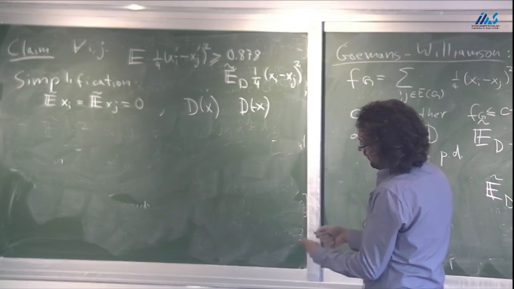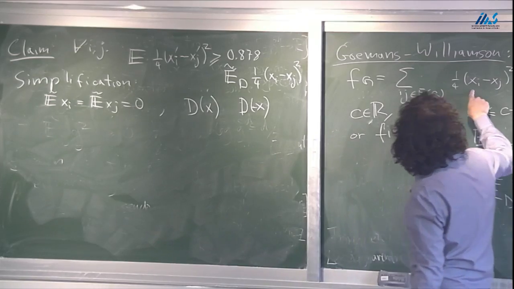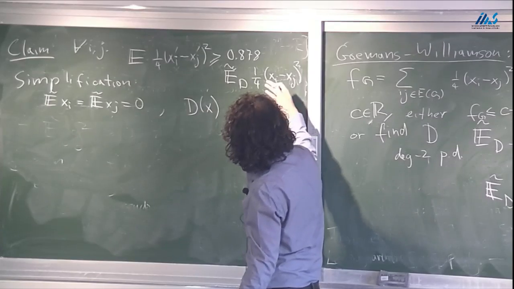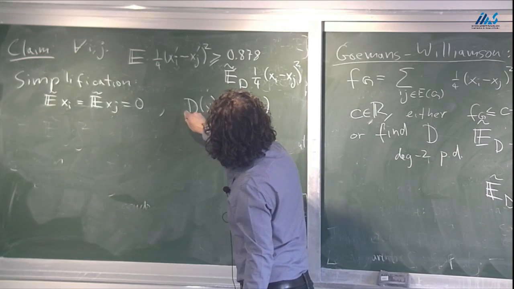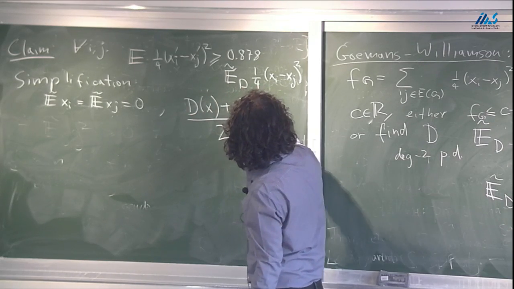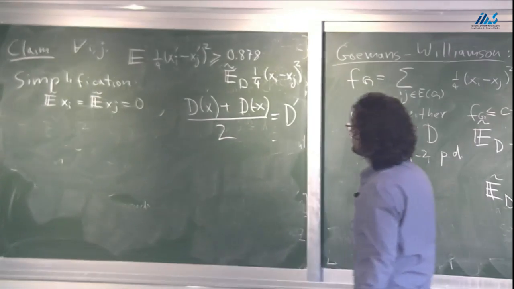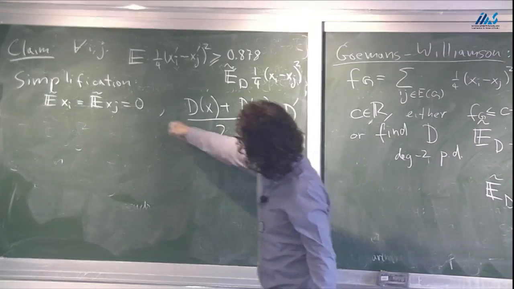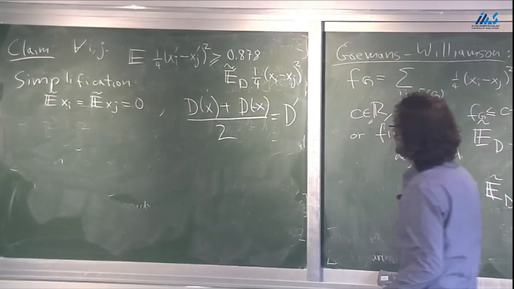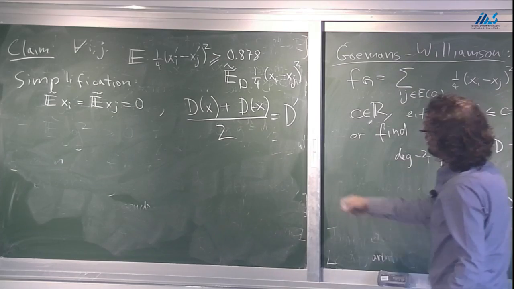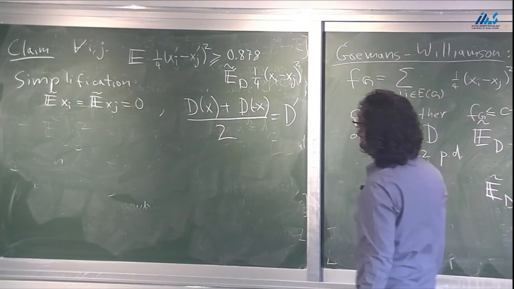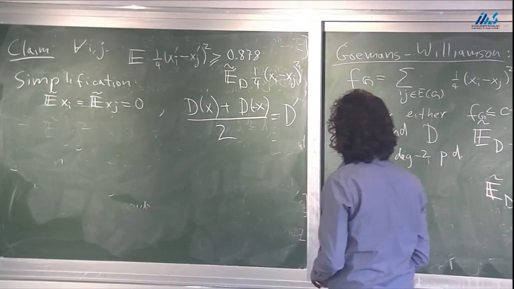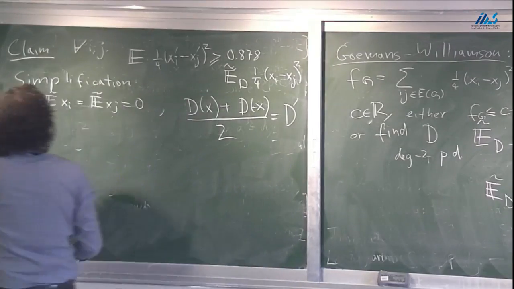And for max cut, if you look at this function at x and minus x, it gives the same value. So it means both of these pseudo-distributions are of the same quality. And that means you can average those two, and you get a new pseudo-distribution. And after averaging, this will certainly satisfy this property, because then it's an even function, and so these odd moments will vanish. Okay, so that's good.